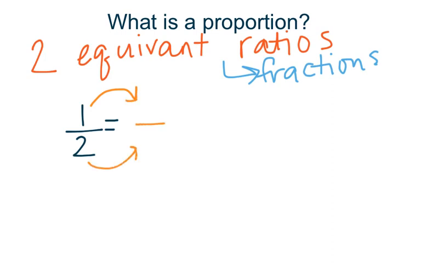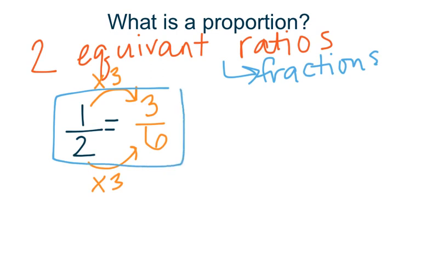So if I multiply 1 times 3, that's going to give me a new numerator of 3. And whatever I did to the top, I'm going to do the same thing to the bottom. So 2 times 3 is going to be 6. So 1/2 equals 3/6. This is a proportion. Basically, those two fractions are equivalent, so that would be a proportional relationship.